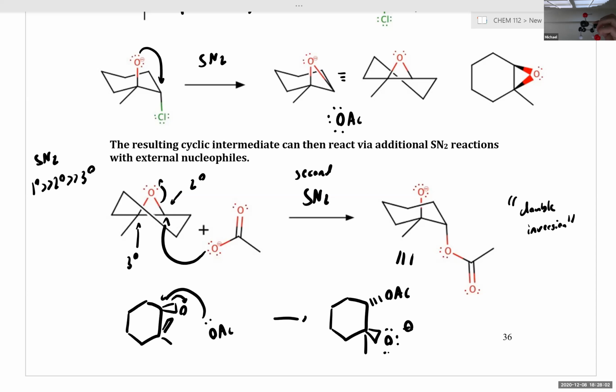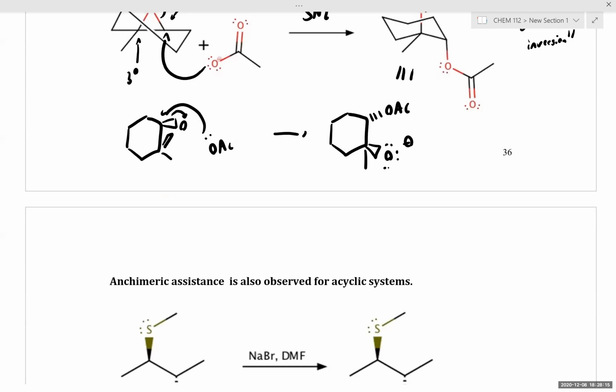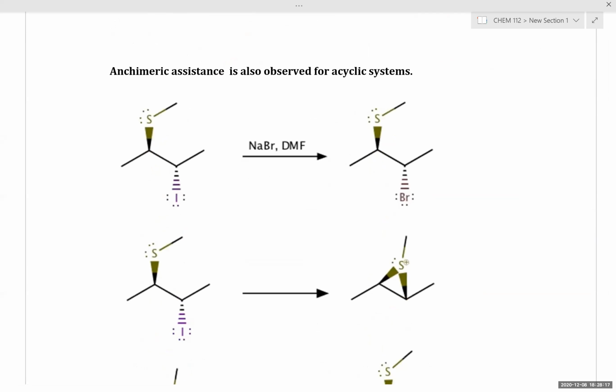Can I get some confirmation in the chat that everyone understands that idea? It's just two SN2 reactions occurring one after another. Okay, now this is where things get really interesting. Anchimeric assistance is also observed for acyclic systems. So you have the following alkyl iodide and you treat it with sodium bromide.